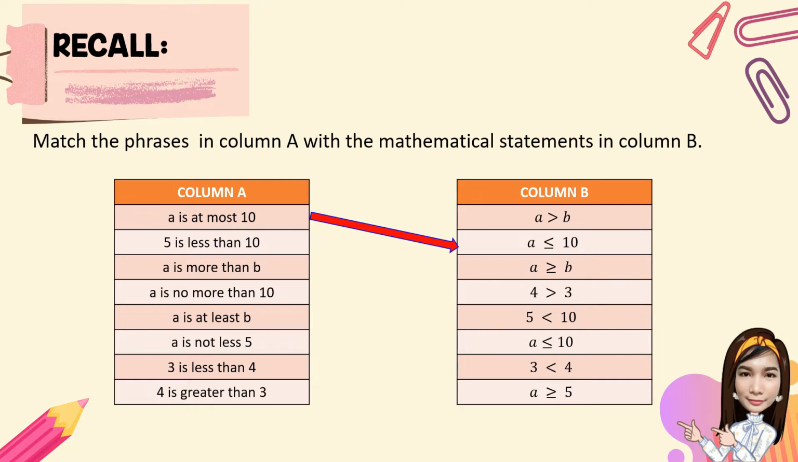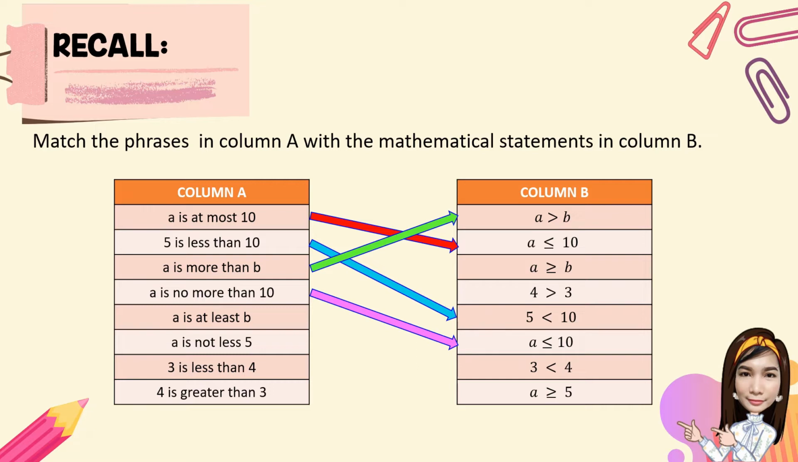Next, "5 is less than 10" can be written as 5 is less than 10. "A is more than b" can be written as a is greater than b. Next, "a is no more than 10." That means 10 is the highest. So the values of a are 10, 9, 8, 7, and so on. That can be written as a is less than or equal to 10.